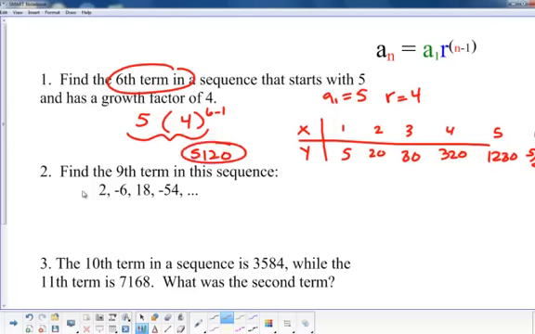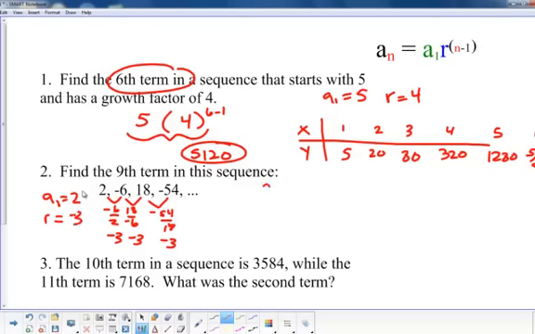So in number 2, our first term is 2, and then we need to find what our constant ratio is. So if we divide negative 54 divided by 18, we get negative 3. And 18 divided by negative 6 is negative 3. And guess what? Negative 6 over 2 is also negative 3. So our ratio, our constant multiple, is negative 3.